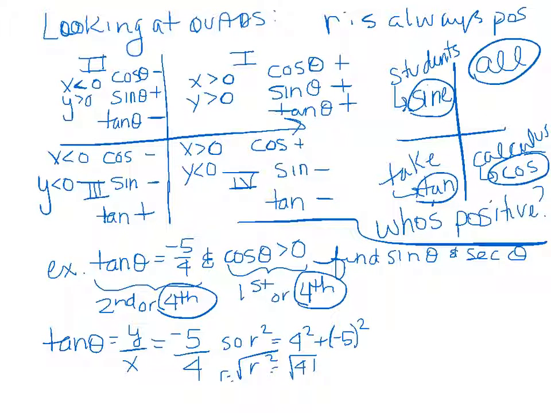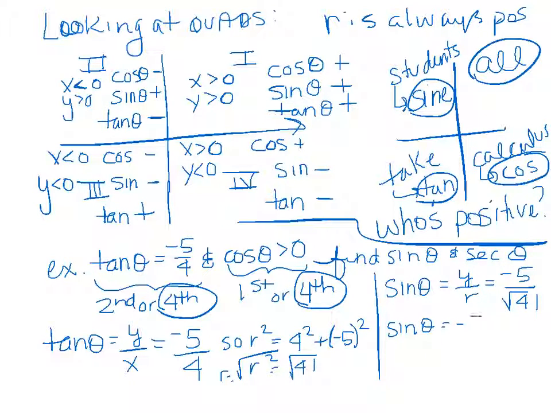That's okay. But now I want to go ahead and find the sine of theta. Sine of theta is simply y over r. So y, remember we had assigned y the value of minus 5, and r is now square root of 41. I simply need to rationalize this. Sine of theta is minus 5 square roots of 41 all over 41.